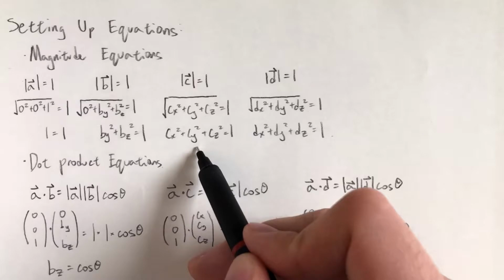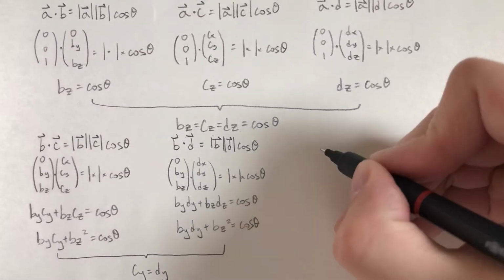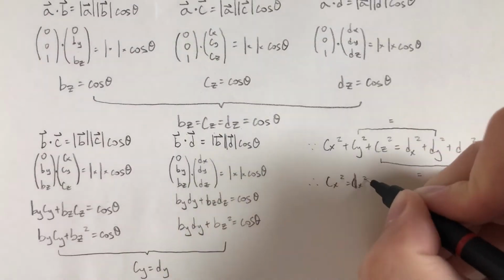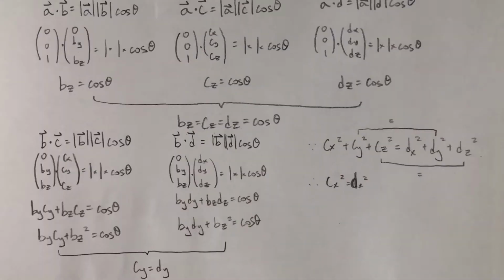Going back and rewriting the magnitude equations for vectors C and D gives us this equation, and since the y and z components of vector C are equal to the y and z components of vector D, the x component of C squared must equal the x component of D squared. Because C and D are distinct vectors, the x component of C must not equal the x component of D, since all of the other components of the 2 vectors are equal. Therefore, the x component of C is the negative of the x component of D.